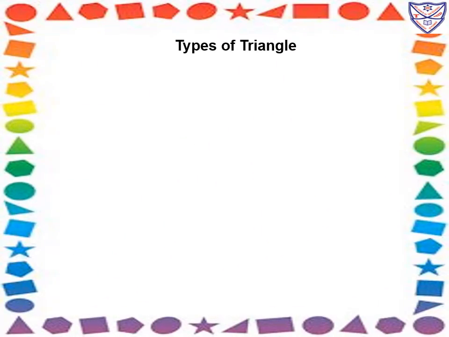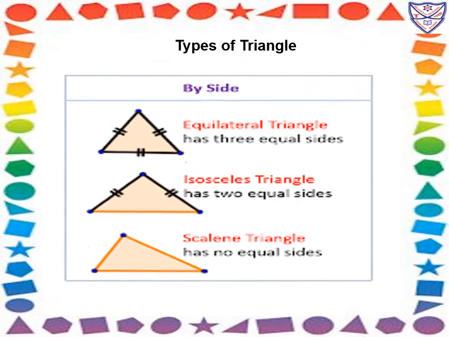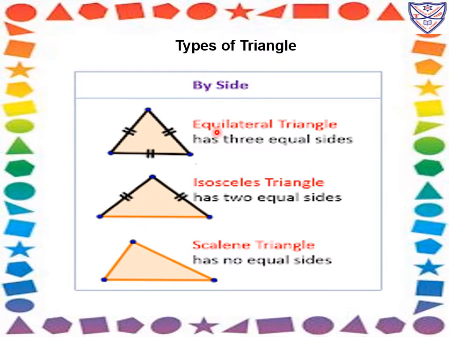Now first we will see types of triangle by sides. The first one is the equilateral triangle. In an equilateral triangle, all three sides are equal. The second one is the isosceles triangle. In an isosceles triangle, only two sides are equal. The third one is the scalene triangle, which has no equal sides. All sides are different. That is called a scalene triangle.